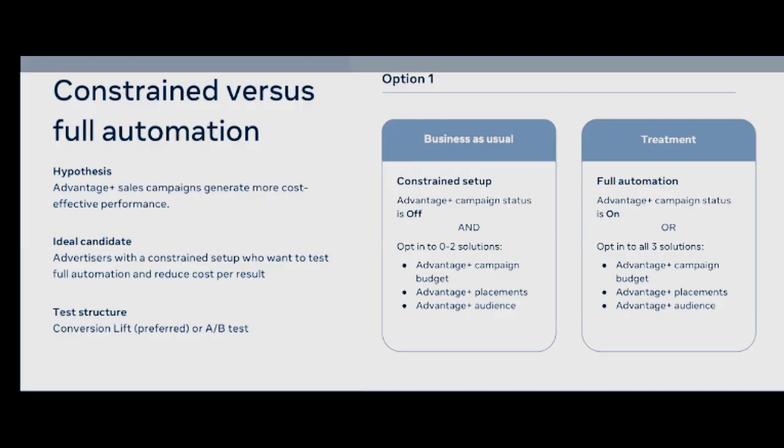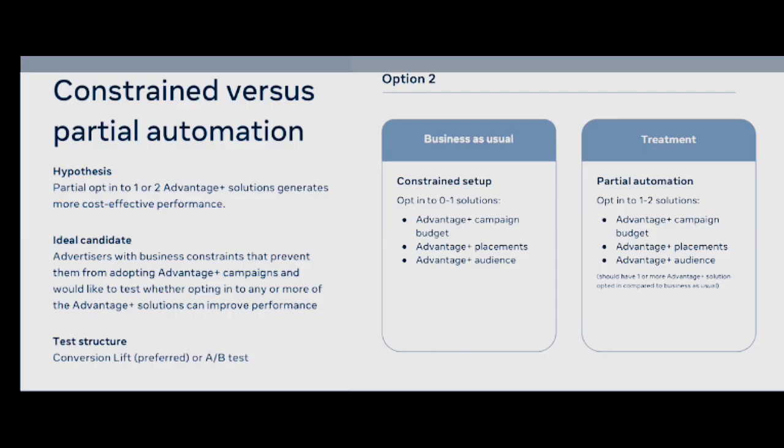So we see the business as usual. The business as usual is not utilizing that Advantage Plus sales campaign setup, and within that, they have also layered in additional variables and parameters: Advantage Plus campaign budget, Advantage Plus placements, Advantage Plus audience, versus full automation. So not utilizing the automation versus full automation, and they can set it up and now really compare and scientifically answer that question of whether this is a better setup.